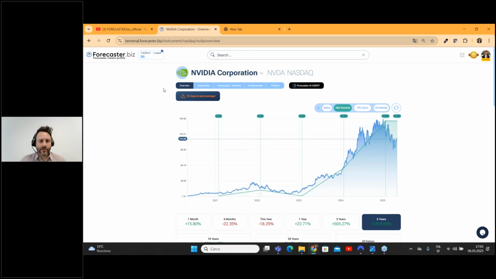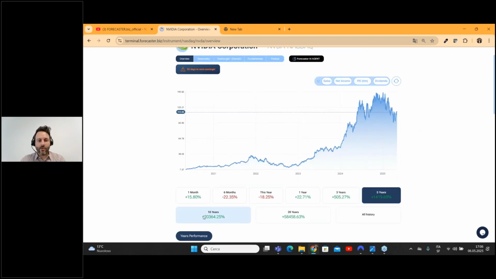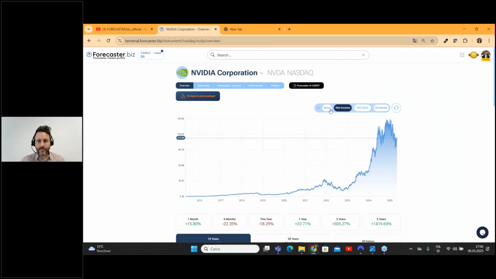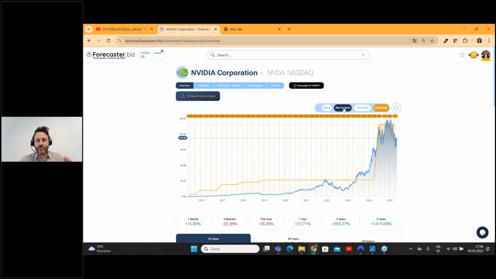Let's start from the first page of a stock. We are, as I told you, on Nvidia, but what we are saying right now is the same for every company all across the globe. Let's start from the overview page where you can find, of course, the chart with the 1 month, 6 month, this year, 1 year, 3 year, 5 years, 10 year, and 20 years performance. And something really interesting you can find is the sales, net income, price earnings, and dividends directly on the chart.